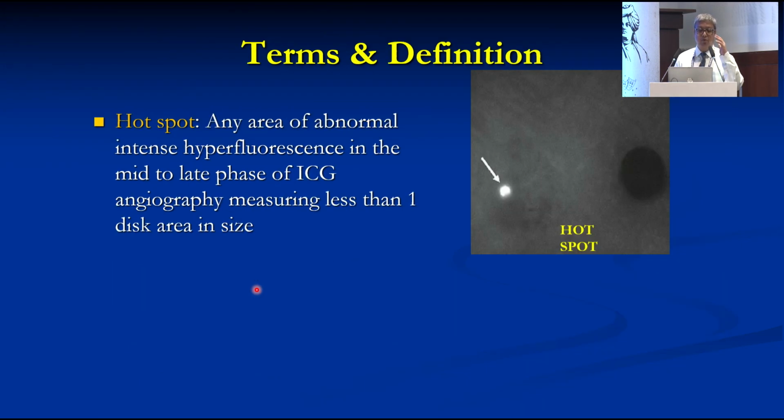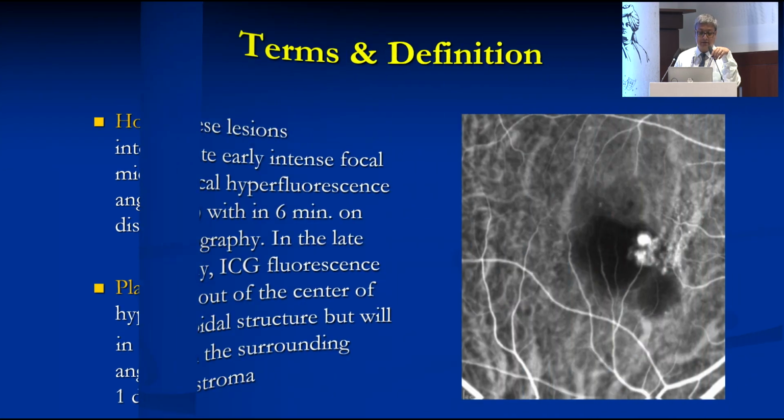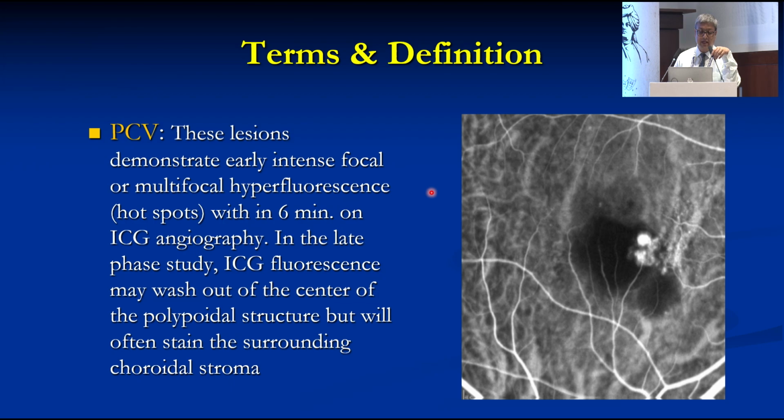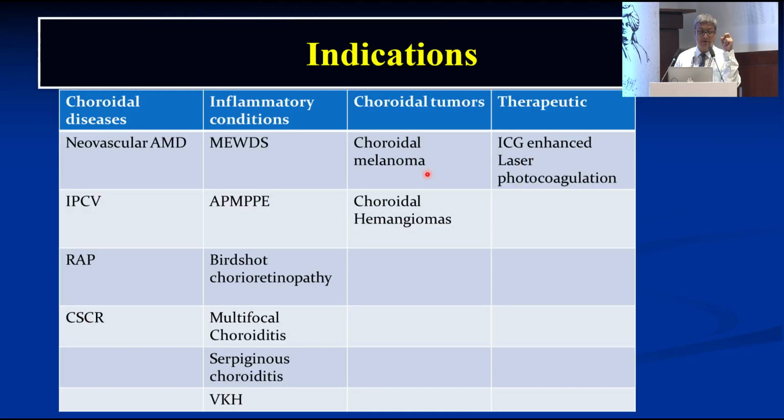Very important terms we should know: the hot spot. A hot spot is an area of abnormal intense fluorescence in the mid and late phase of ICG, but its size should be less than 1 disc diameter. A plaque is more than 1 disc diameter. The polyp demonstrates intense focal or multifocal spots within 6 minutes of ICG angiography, and this has to be treated. RAP is a single hotspot, not multiple, and the timing is the same, mid and late phase of ICG.